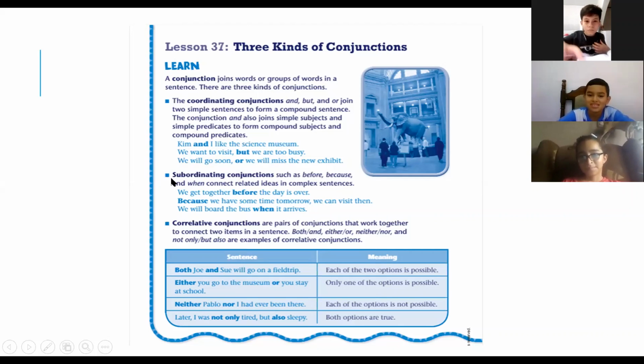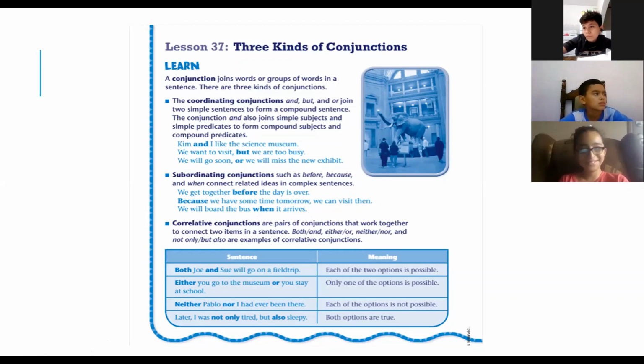Now, the second type, subordinate conjunctions, we have before, because, and when. You normally use because, okay? So we have the examples. We get together before the day is over. Because we have some time tomorrow, we can visit then. We will board the bus when it arrives. So all of these are conjunctions. These are subordinate conjunctions, yes?